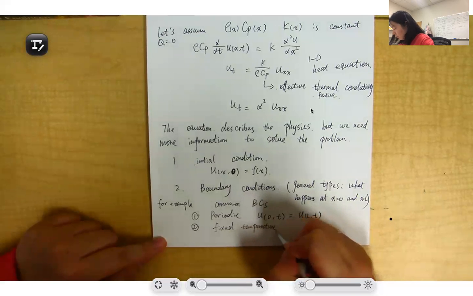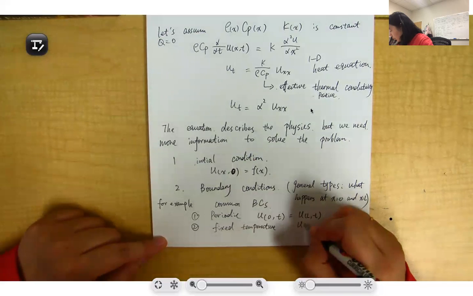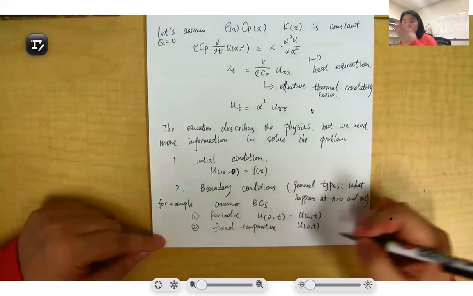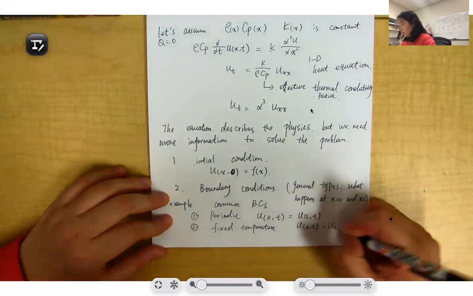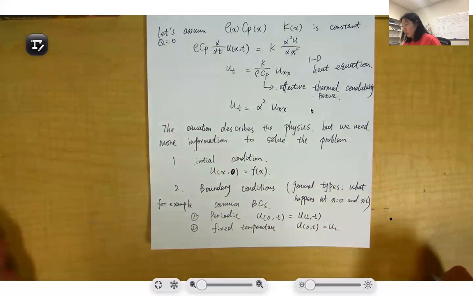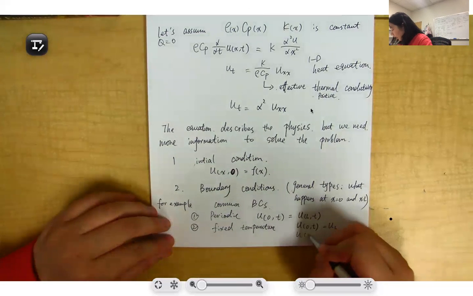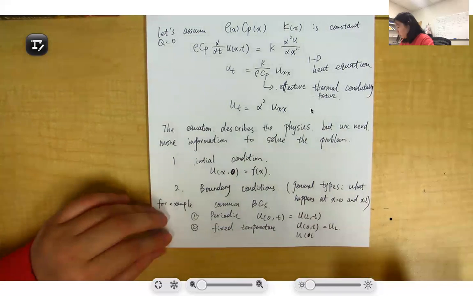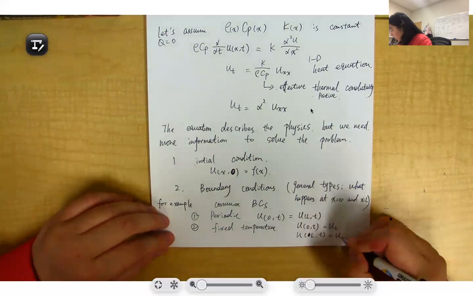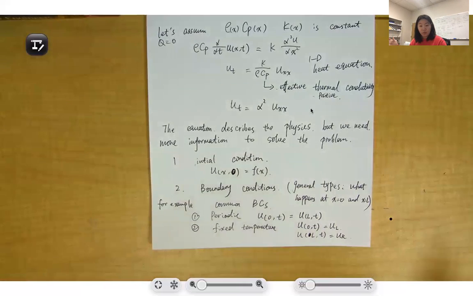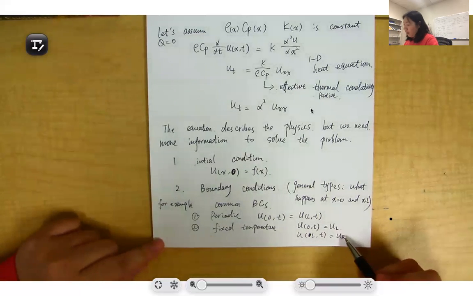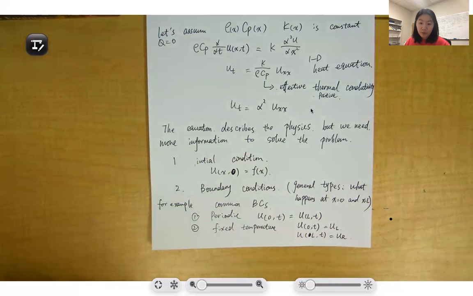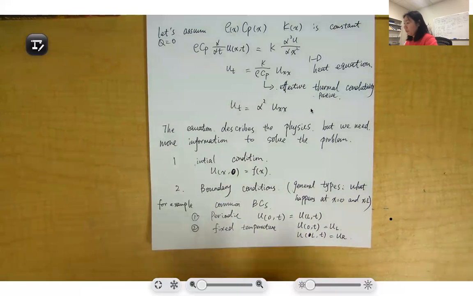So what does fixed temperature look like? It means u(0,t) at all times at the initial tip of the rod equals u_L, the left side of the rod at one constant temperature. And at x equals L at all times it equals u_R, the right side of the rod. So u_L and u_R are constant numbers representing the temperature of the rod at the two different ends.